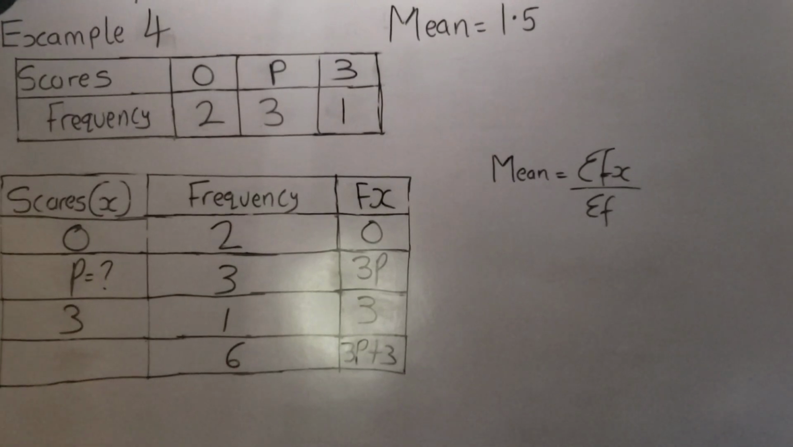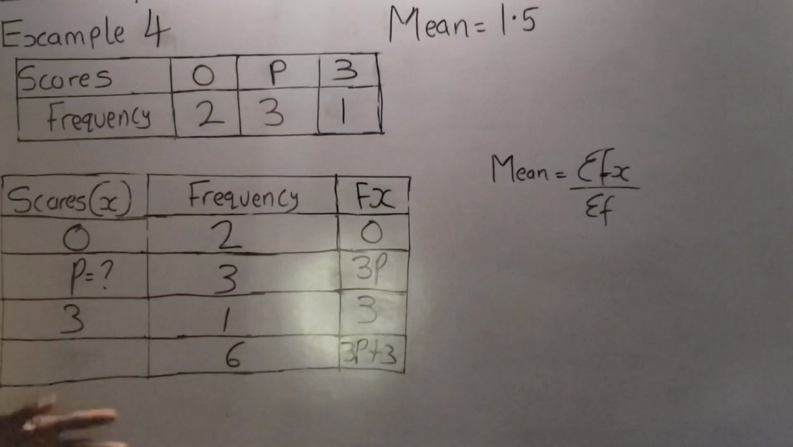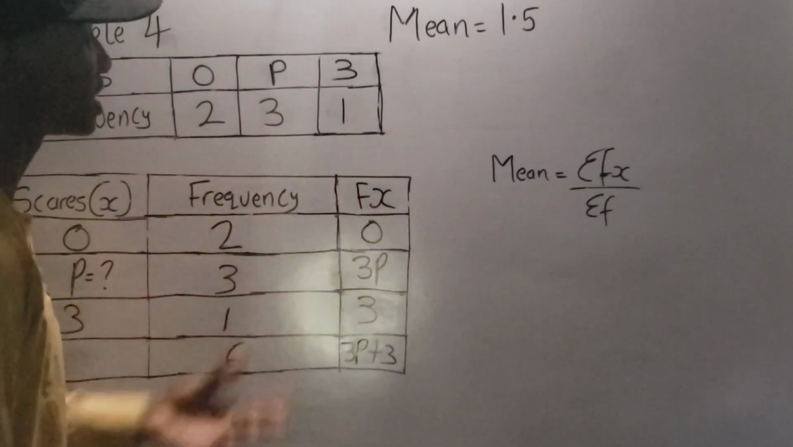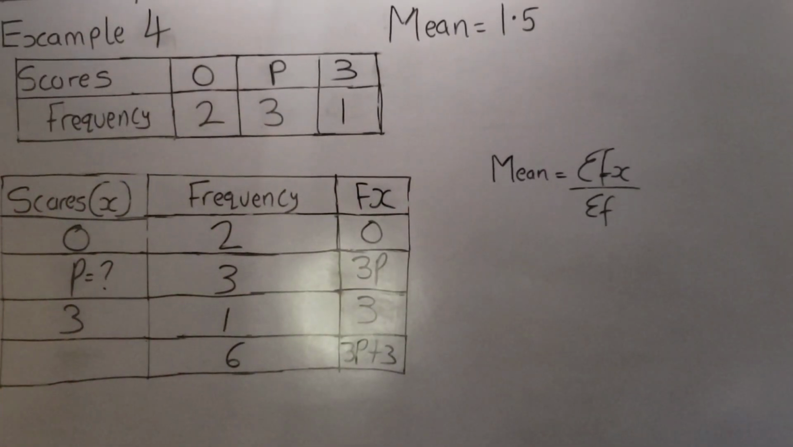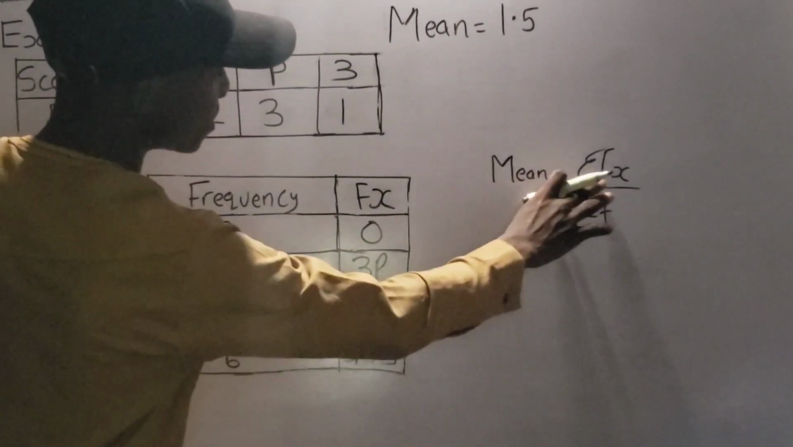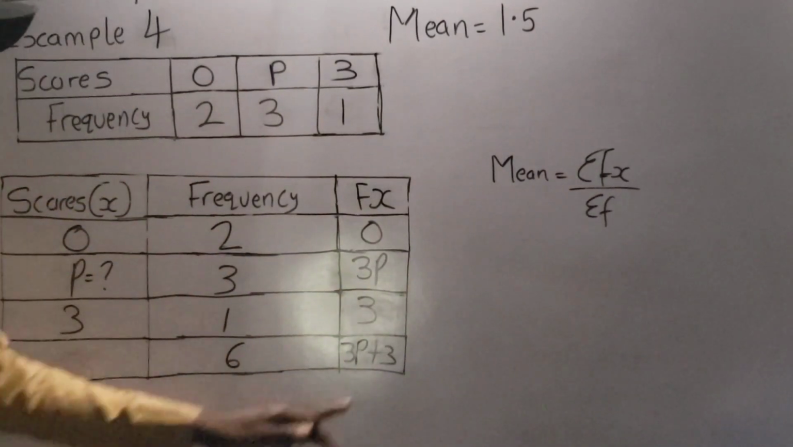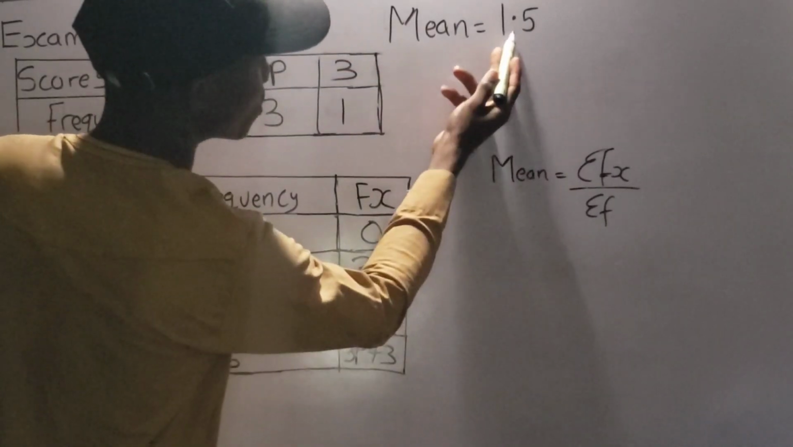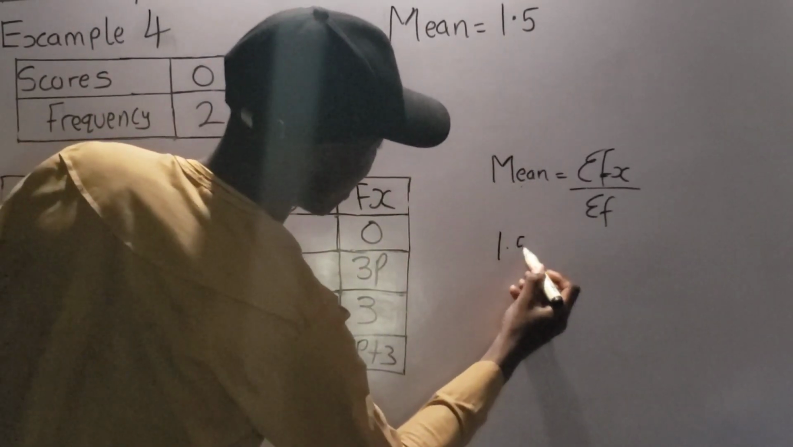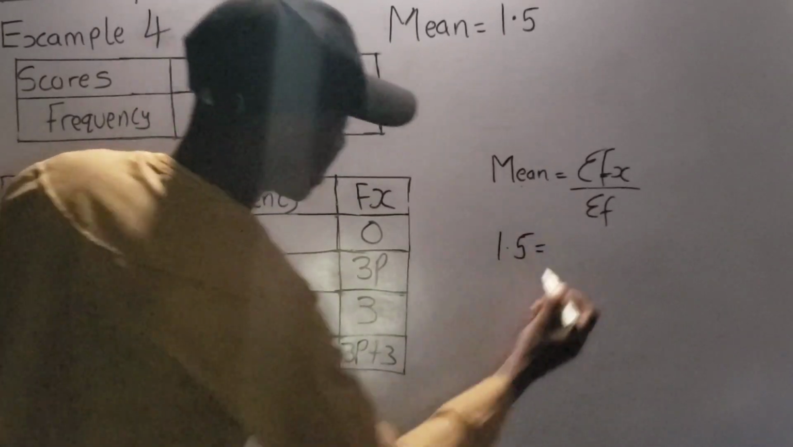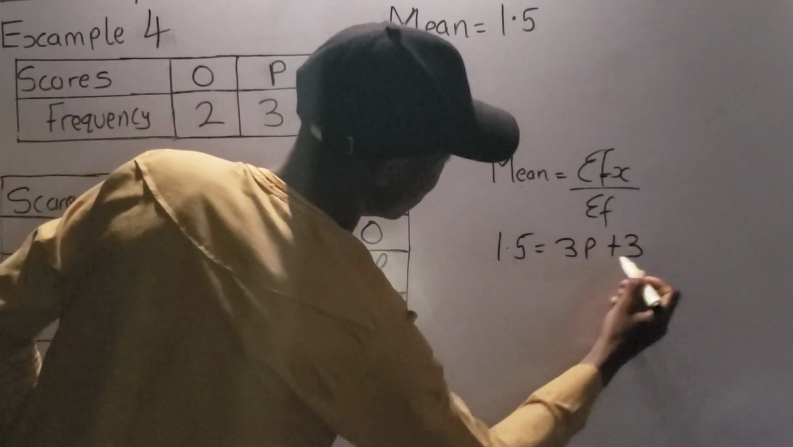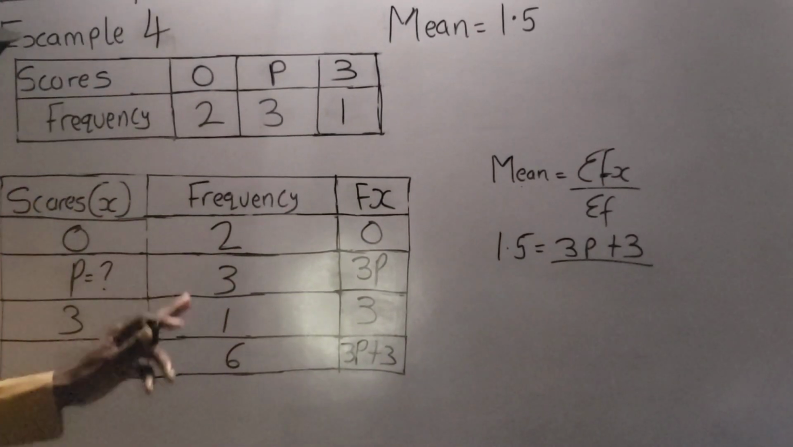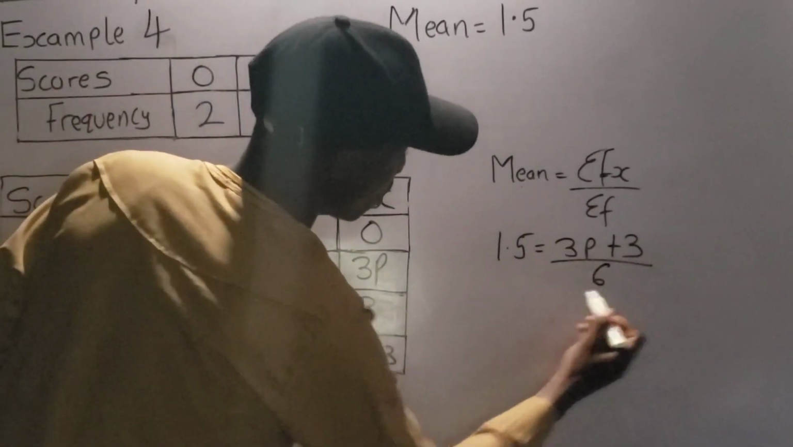Now we can determine the value of p using the mean formula. Mean is summation fx all over summation f, and summation fx is 3p plus 3. The mean, which is 1.5, is equal to 3p plus 3 all over summation f, and summation f is 6, so all over 6.